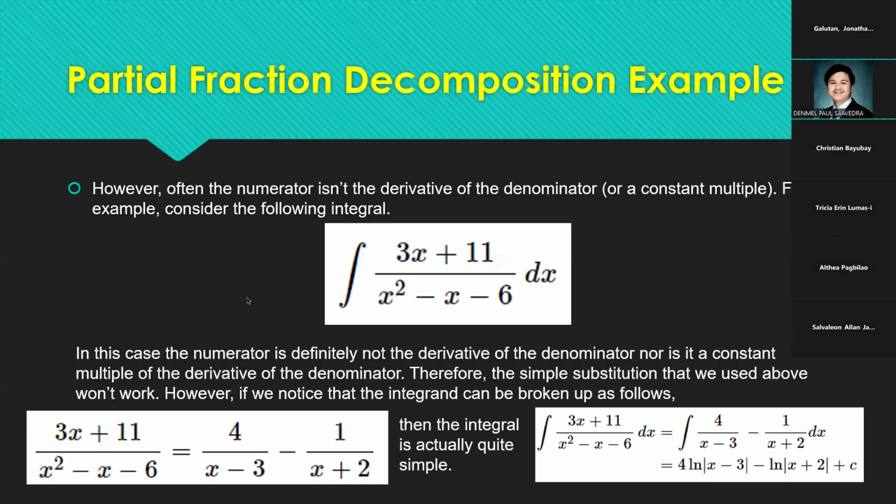Okay, so let's have another example. So, however, often the numerator isn't the derivative of the denominator or a constant multiple. For example, consider the following integral. So this is an example of a proper fraction because we have a degree raised to 1 and here we have a degree raised to 2. And then, of course, there's no harm in trying to check the derivative of your denominator. The derivative of our denominator is 2x minus 1, correct?